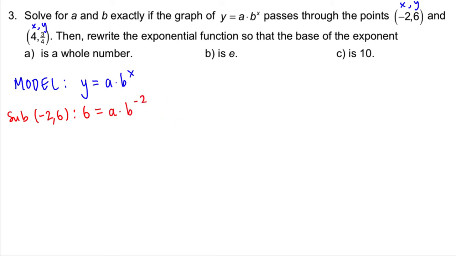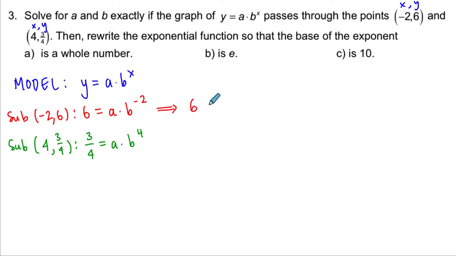Now I can rearrange that later, but for now I'll just leave it because I don't have any inspiration about what to do to rearrange it. And I substitute the other point in, and I get that 3/4 is equal to a times b to the exponent of 4. So here we want to solve these two equations for both a and b. One approach would be to rearrange each equation for a and then eliminate the a. Another approach would just be to solve one equation for a and then substitute that expression into the other. So that's what I'm going to do here.